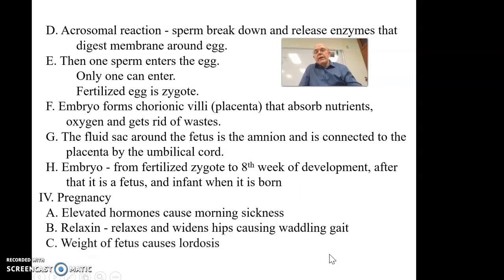Now, since you have the fetus, and eventually it will get up to your xiphoid process right here, the woman's xiphoid process.